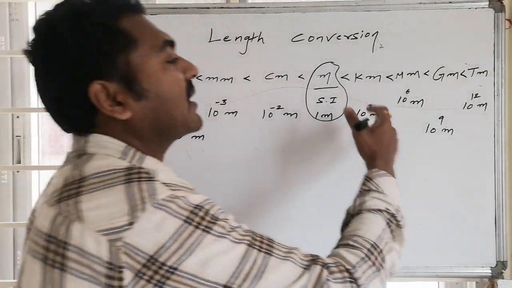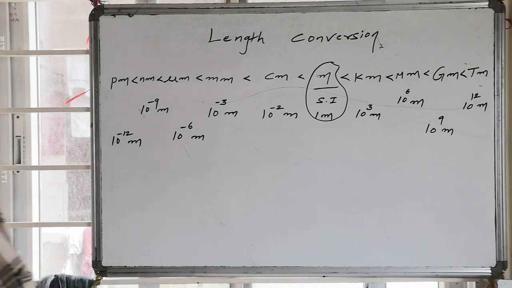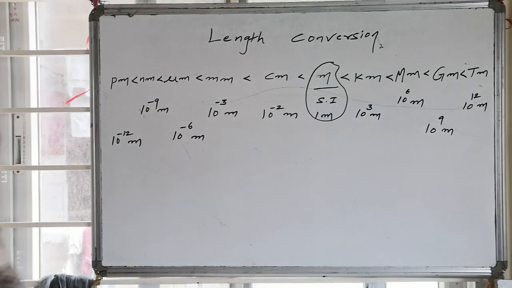Similarly, these are all bigger quantities. Giga is indicated with capital G, tera is also indicated with capital T, and capital M is mega meters.